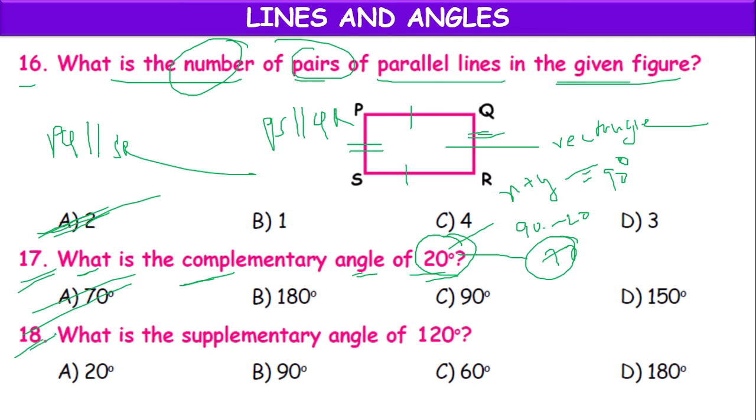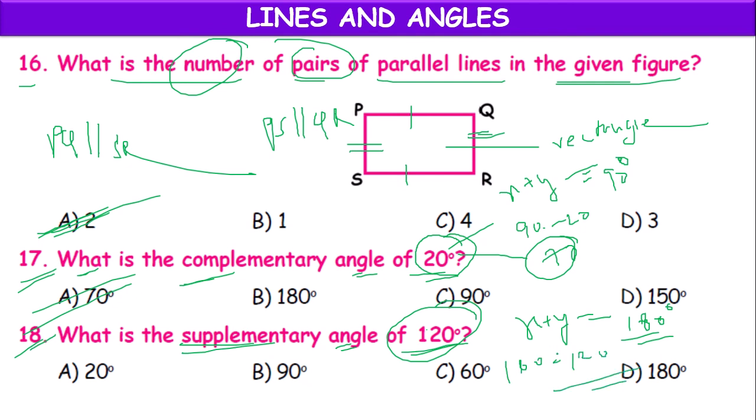Next, the 18th. What is the supplementary angle of 120 degrees? Two angles X and Y are said to be supplementary if their sum is equal to 180 degrees. Means if one angle is 120, to find the other angle, we have to subtract that from 180. So 180 minus 120 is equal to 60 degrees. So 60 degrees is the supplement of 120 degrees.